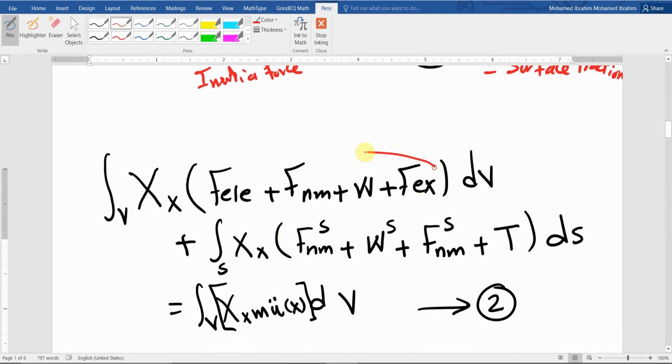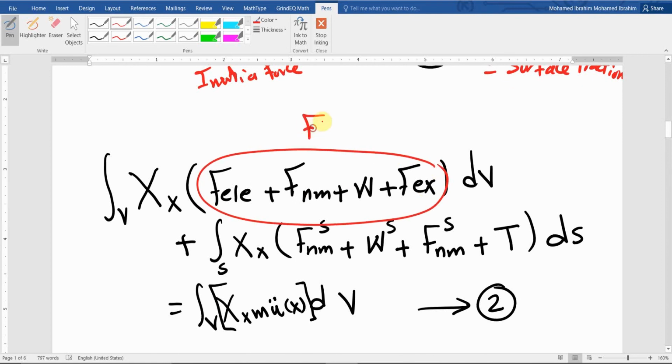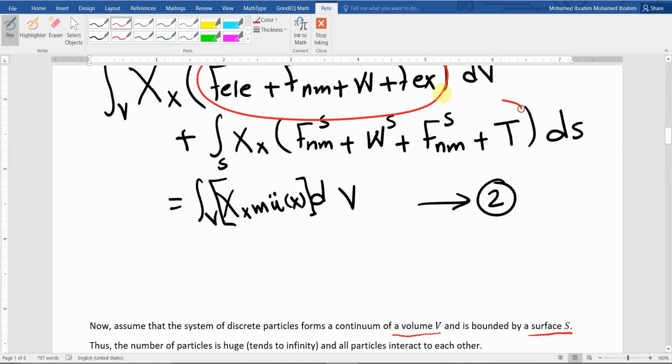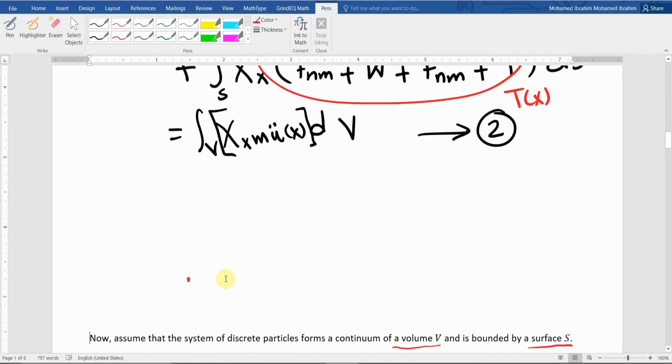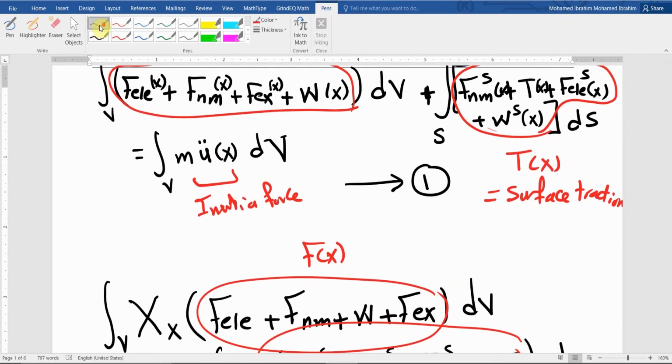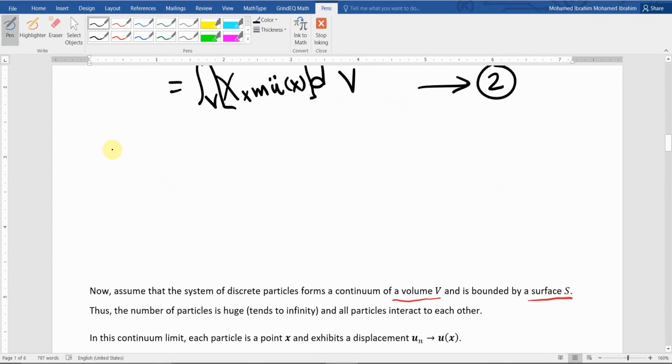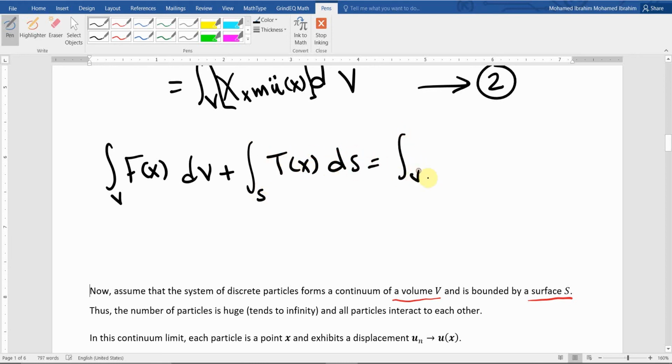We're gonna do the same here. So we can combine all of these forces into just F of x, and we're gonna combine all of these forces into just T of x, which is the surface traction. So we're gonna end up with a more compact form of these equations as follows. The first equation becomes the integration over the volume of the overall body forces over the volume plus the integration over the surface of the surface tractions dS equal the integration over the volume of the mass of the particle times the u double dot of x dV.